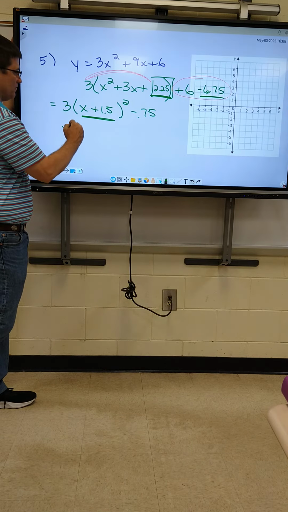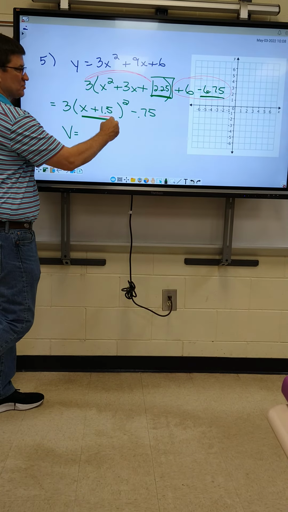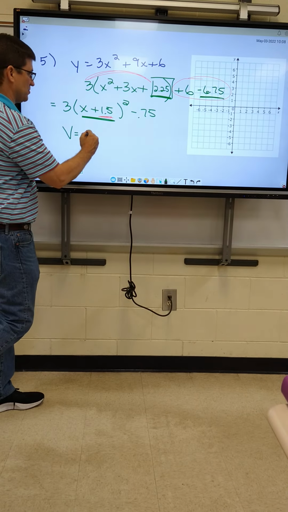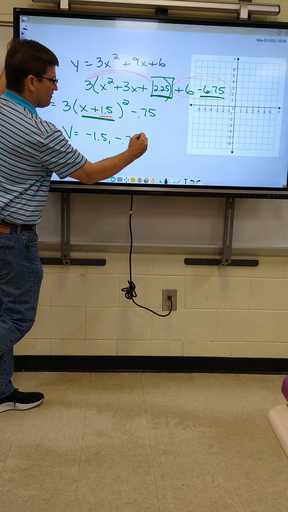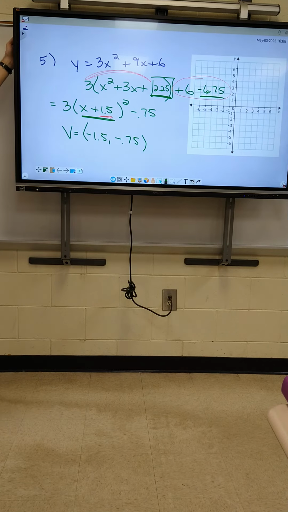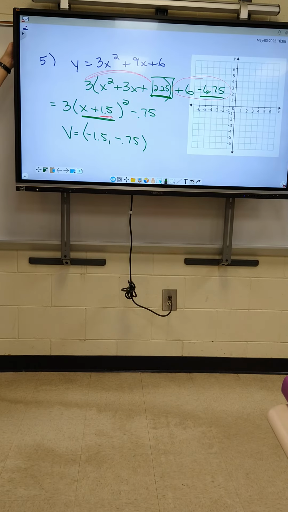All right, Savannah, what's the vertex going to be? Flip the sign on this one, remember, because it's inside parentheses, so it's negative 1.5. And you bring this one down, negative 0.75. That is our vertex. Flip the sign on this one, you don't flip the sign on the one that's not in the parentheses.